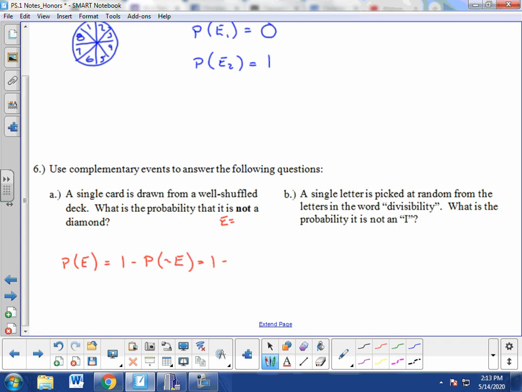So in a deck, there are 52 cards. So the probability that it is a diamond is something out of 52. And there are 13 diamonds. So there's ace through 10, and then jack, king, queen. So there are 13 total diamonds there. So the probability that it is not a diamond would be 1 minus 13 over 52.